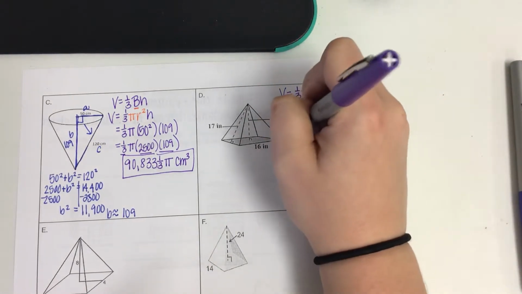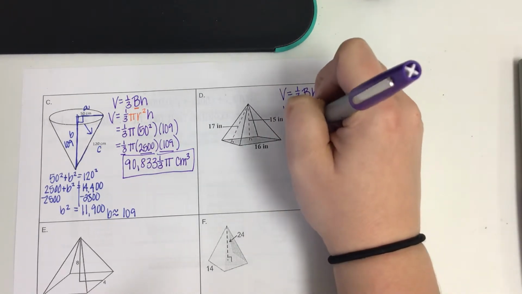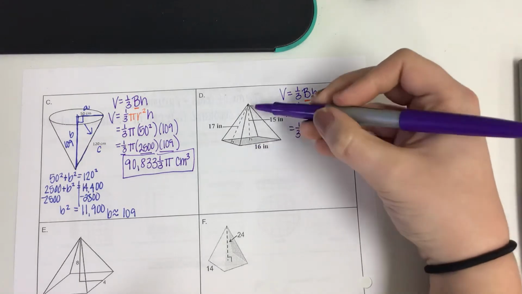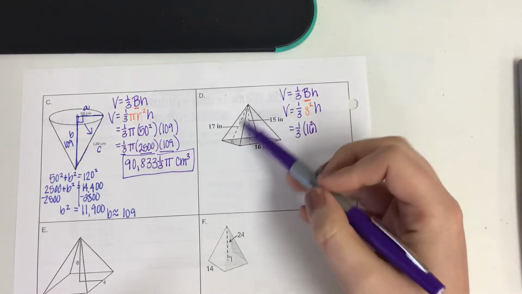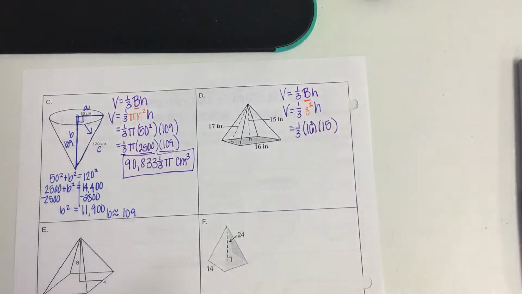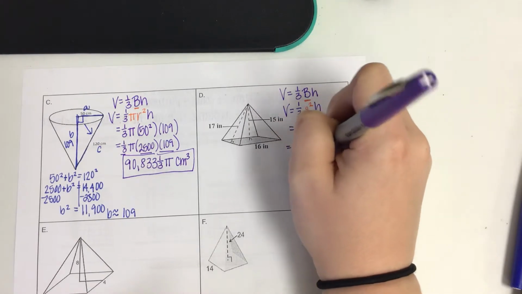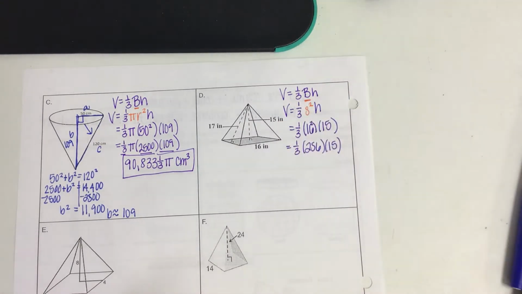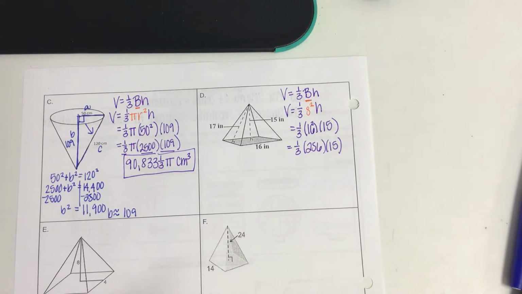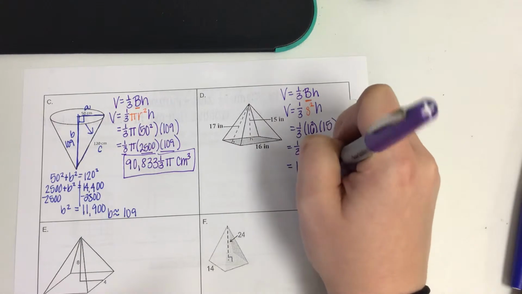So we're going to have 1/3. Our side of our square is 16 squared times our height, and it's the height of the pyramid. Don't confuse it with height of triangle when we did surface area. This is height of pyramid, which is going to be 15. Okay, so this one, we're not going to deal with pi. So it makes things a little bit easier for us. So we have 1/3 times 256 times 15. And when we multiply those out, we get 1,280 inches cubed.